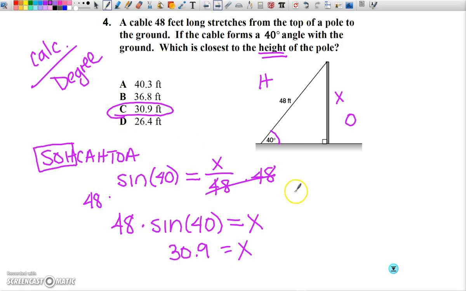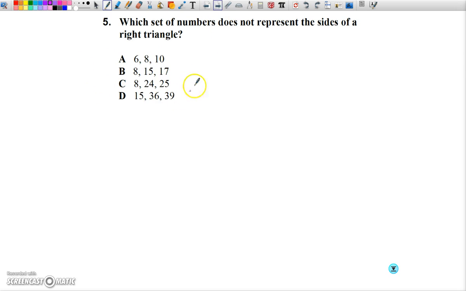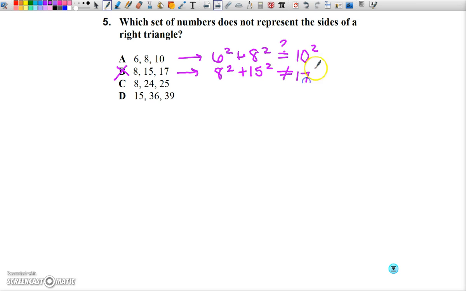So there's that. And then your very last problem, all you do is plug this all into the calculator, and see if this equals 10 squared. And as you go through each one, this is the one that does not work. 8 squared plus 15 squared does not equal 17 squared. Everything else does fit in the Pythagorean theorem.